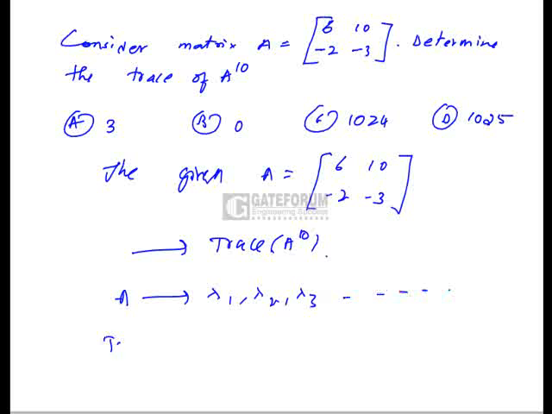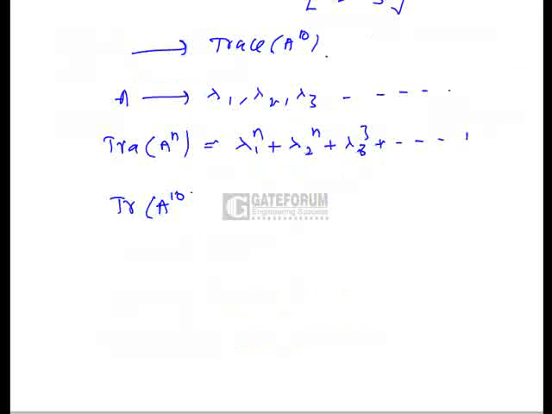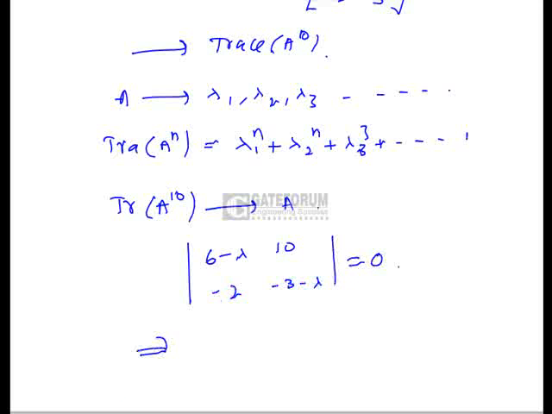Then trace of A power n will be nothing but the sum of all the eigenvalues raised to the power of n: lambda 1 power n plus lambda 2 power n plus lambda 3 power n and so on. Now in order to find the trace of A power 10, first we have to find the eigenvalues of A. To find the eigenvalues, we consider the determinant of 6 minus lambda, 10, minus 2, minus 3 minus lambda equals 0, which is nothing but the characteristic equation.